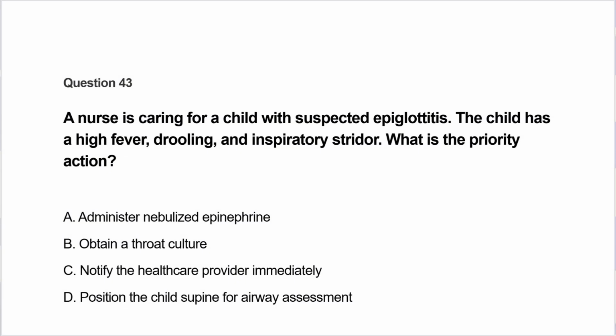43. A nurse is caring for a child with suspected epiglottitis. The child has a high fever, drooling, and inspiratory stridor. What is the priority action? A. Administer nebulized epinephrine. B. Obtain a throat culture. C. Notify the healthcare provider immediately. D. Position the child supine for airway assessment.